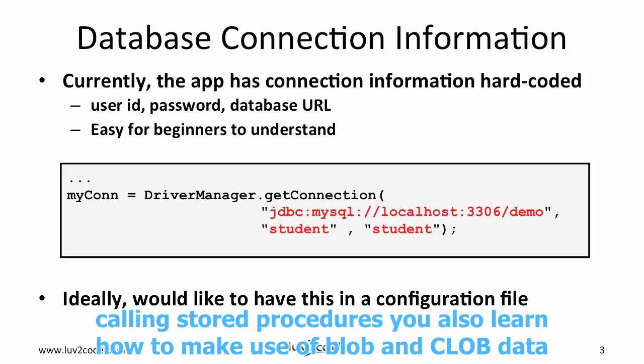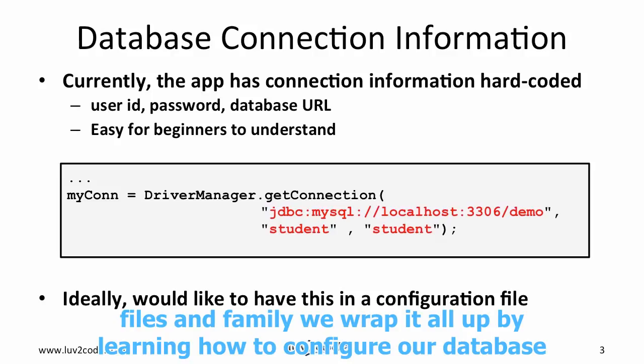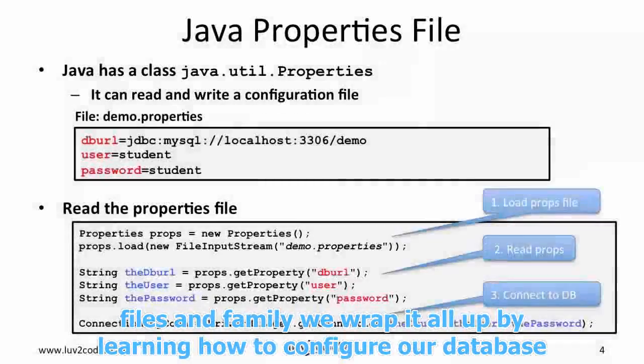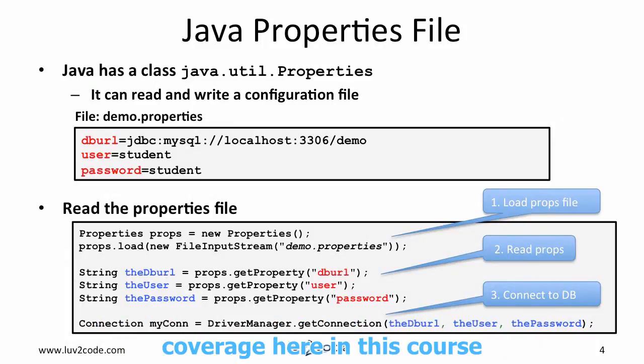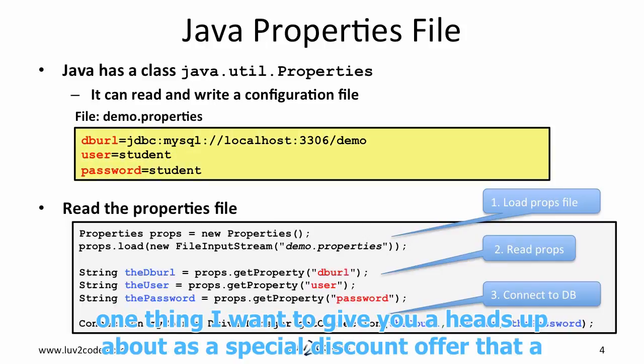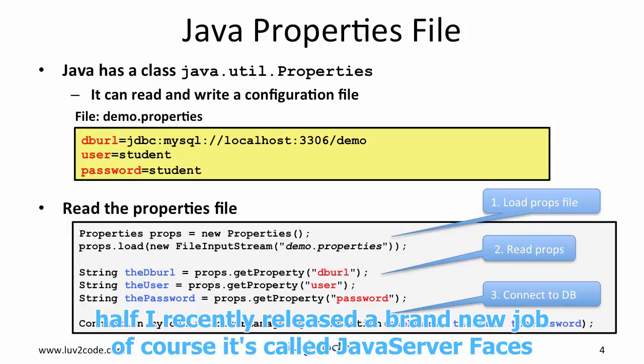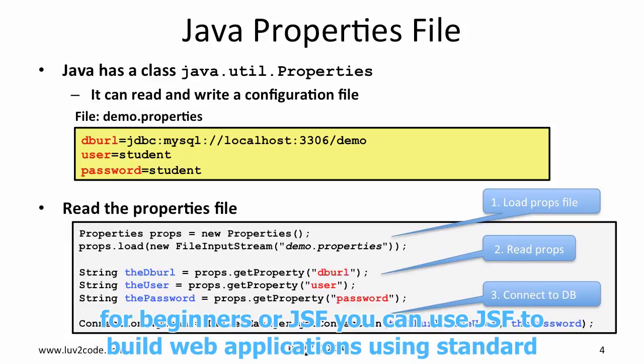However, in the real world, you'd like to have this information in a separate configuration file. Java has a class called java.util.Properties. It's used to read and write configuration information. So you basically have a properties file that has a collection of name-value pairs. In this example, I have demo.properties, and I have a name, DB URL, with a value of jdbc and so on. Same thing for user ID and password, a standard configuration file.